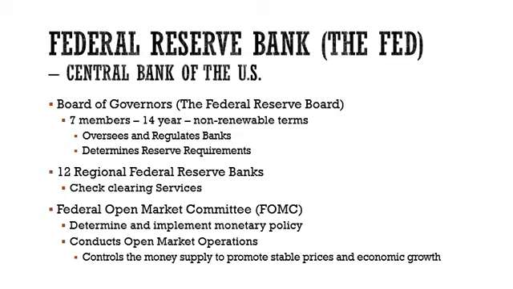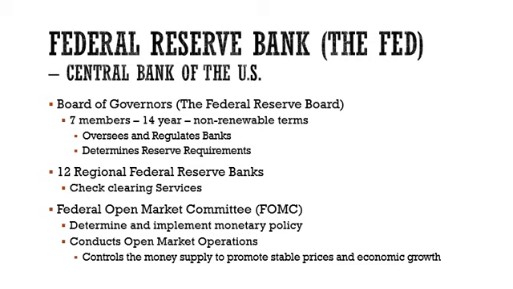When we're talking about the central bank of the United States, that is the Federal Reserve Bank. We call them the Fed, not the Feds, that's someone else. So the Fed has three main parts of its structure. The first is going to be the Board of Governors, so we call that the Federal Reserve Board.